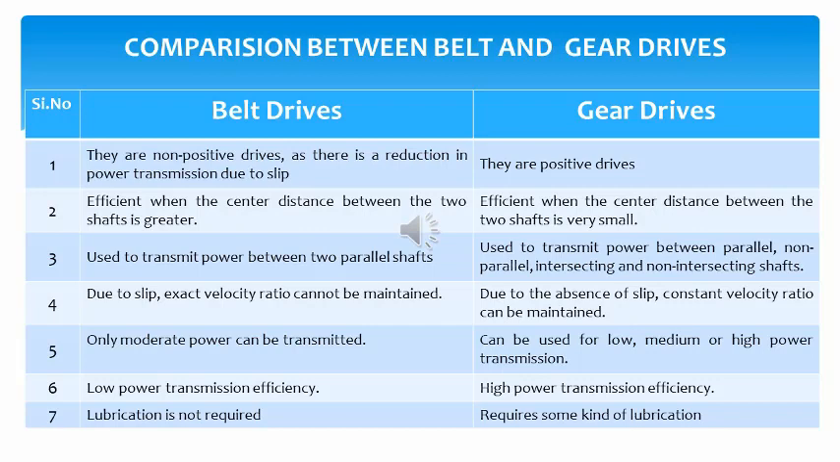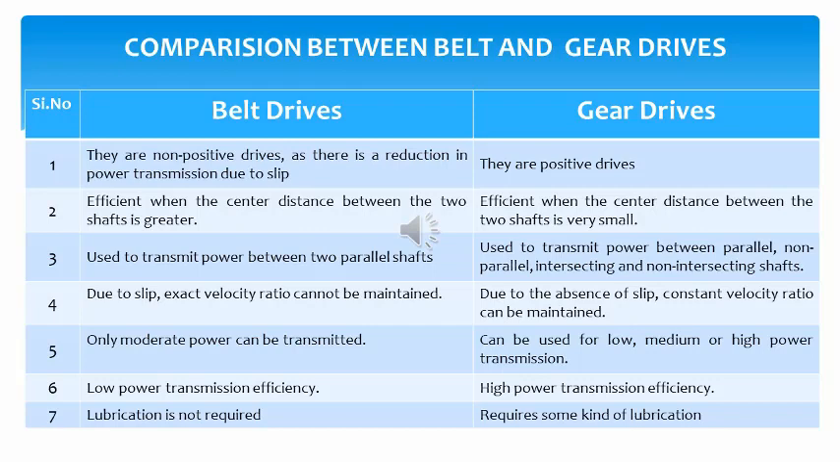Efficient when center distance between the two shafts is very huge. Belt drives are efficient when the distance between the two shafts is very huge. Gear drives are efficient when the center distance between the two shafts is very small. Belt drives are used to transmit power between two parallel shafts, whereas gear drives are used to transmit power between parallel, non-parallel, intersecting and non-intersecting shafts.